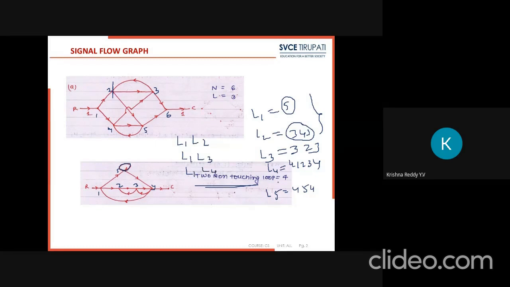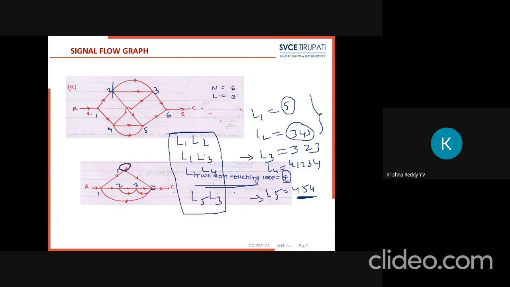Here the given two non-touching loops are 4, 5, 4 and 2, 3, 2: L5 and L3. These two loops are also non-touching. The total number of non-touching loops is 4. L1 and L2 do not have any common node. L1 and L3 also do not have any common node. L1 and L4 also do not have any common node. We are taking L5 and L3. These two loops also do not have any common node.